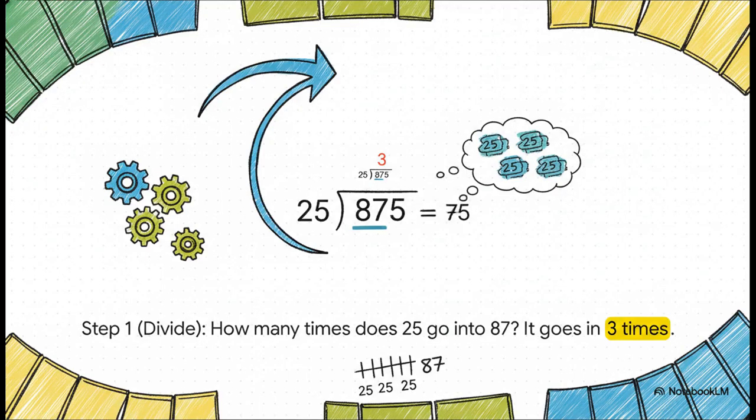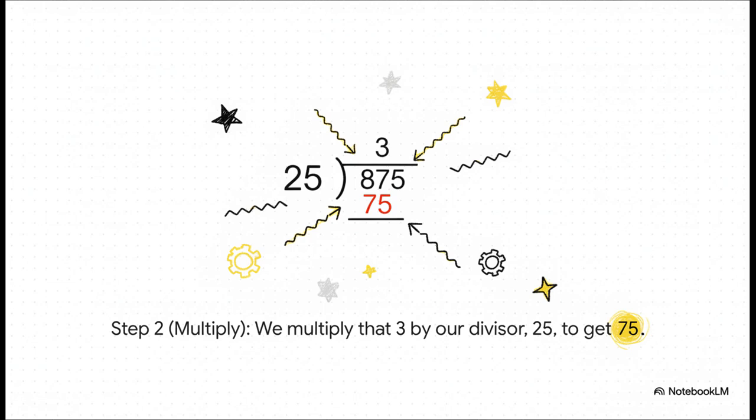Step 1, divide. We're not looking at the whole 875 yet, just the first part. So, how many times does 25 go into 87? Well, it goes in 3 times. Easy enough. All right, next up, we multiply. We take that 3 we just put on top, and we multiply it by our divisor, 25. That gets us 75, and we'll write that right underneath the 87.